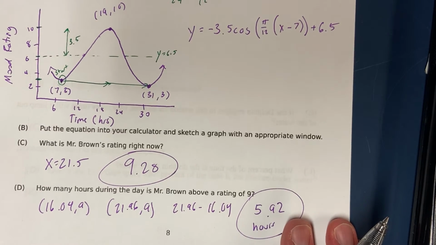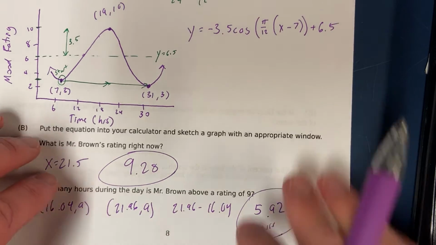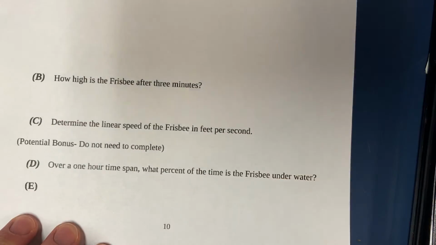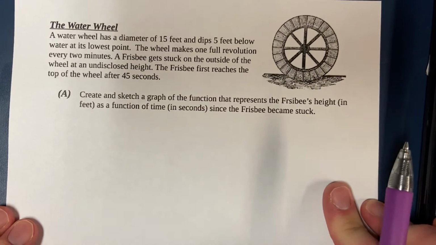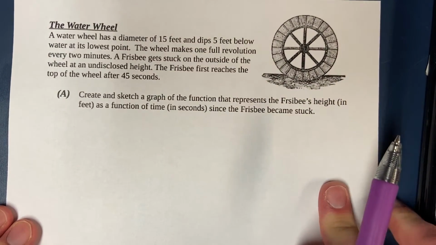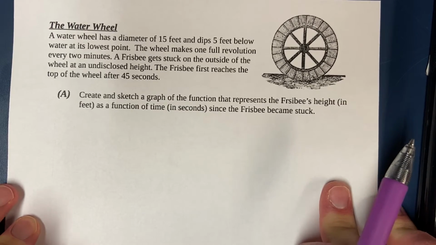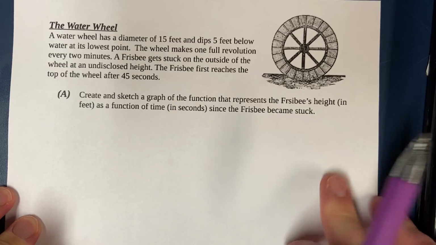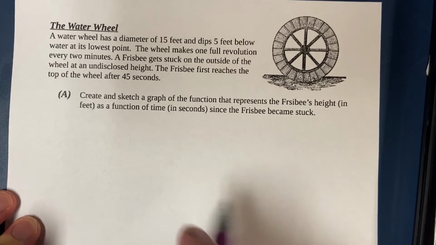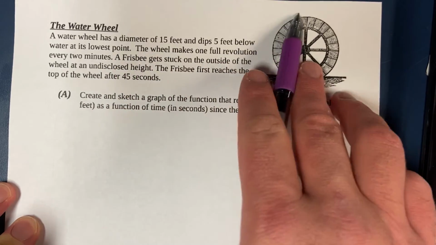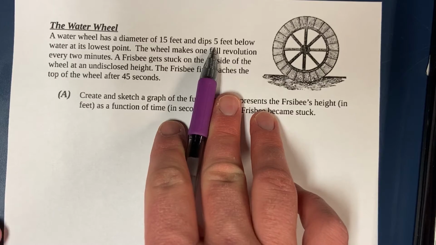All right, so that is a problem where I'm given a min and a maximum point. Now we're going to look at one problem called circular motion, where it's more about a circle turning and what the equation of the sinusoid is based on that. So, a water wheel problem, if you can imagine this, it's a wheel that kind of goes through the water, picks up the water, and brings it up. And the diameter of this wheel is 15, it dips 5 feet below at its lowest point. So it's actually going to go underwater here.